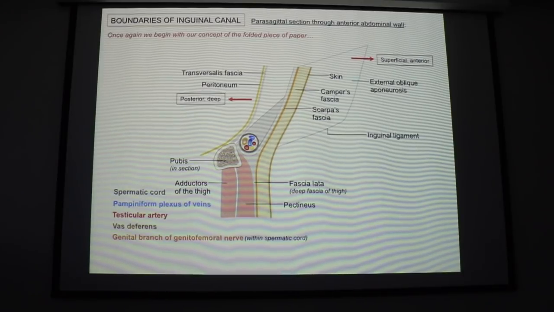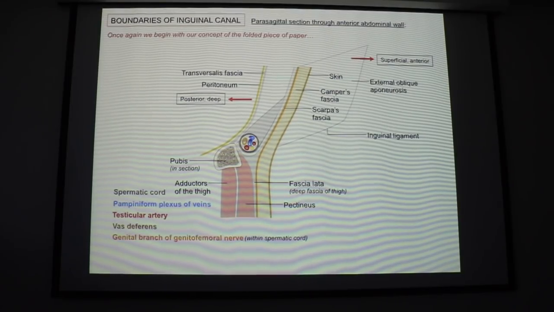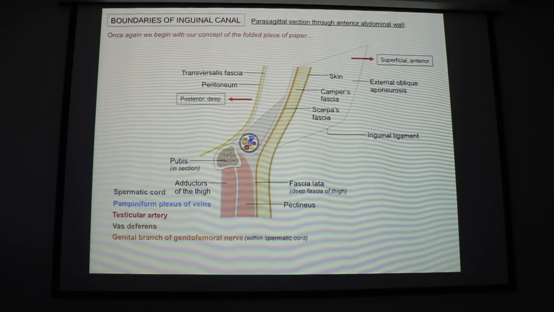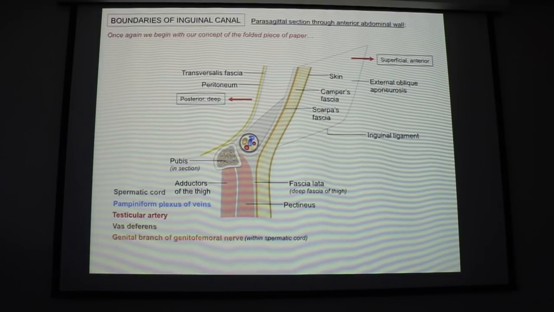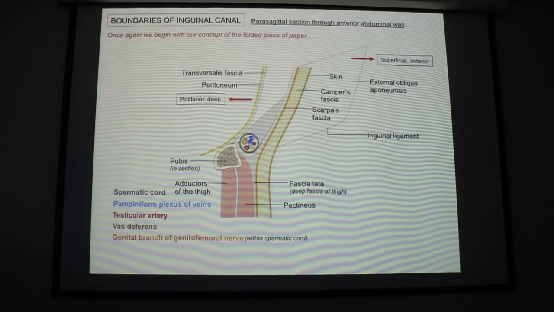You may ask me, you were talking about one vein, now you are showing the pampiniform plexus, where has it come from? So the pampiniform plexus meets together and makes one vein, and that vein is given the name testicular vein. And the testicular artery, when it comes down, divides and divides and divides, so you are looking at so many.